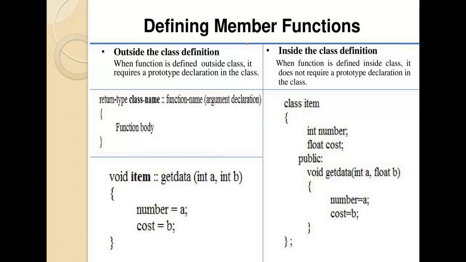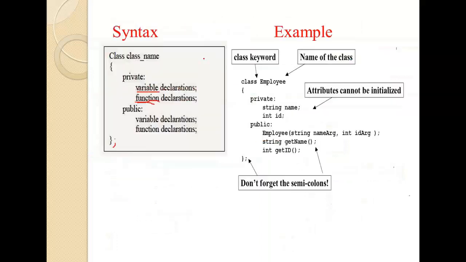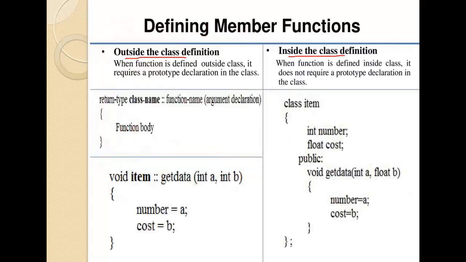So there are two ways we can define the member function. One is outside the class definition and another one is inside the class definition. In these two methods, we can define the member function. So first let us discuss how to define the member function outside the class definition. Remember, class definition is nothing but where we are defining the class. So this block is the class definition block. So if I am going to define the function outside the class, then how will it be?